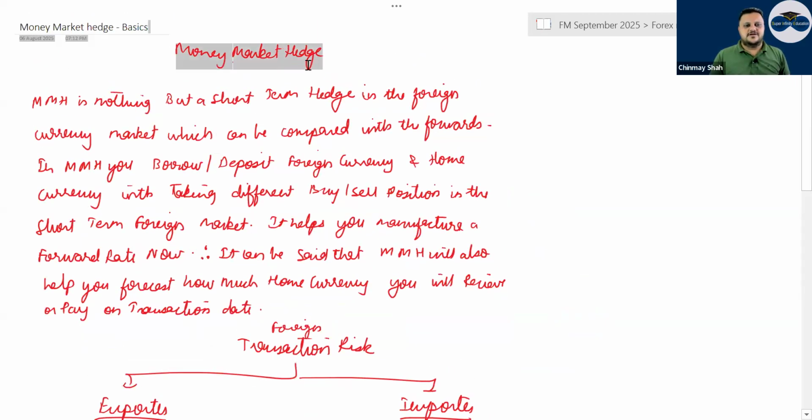Then coming to the money market hedge. Do you remember the story, everyone? Those who have done it with me, how does the money market hedge story go? Exporter, sorry, importer. Does he wear shoes or go on a cycle? Tell me, which shoes does the importer wear?